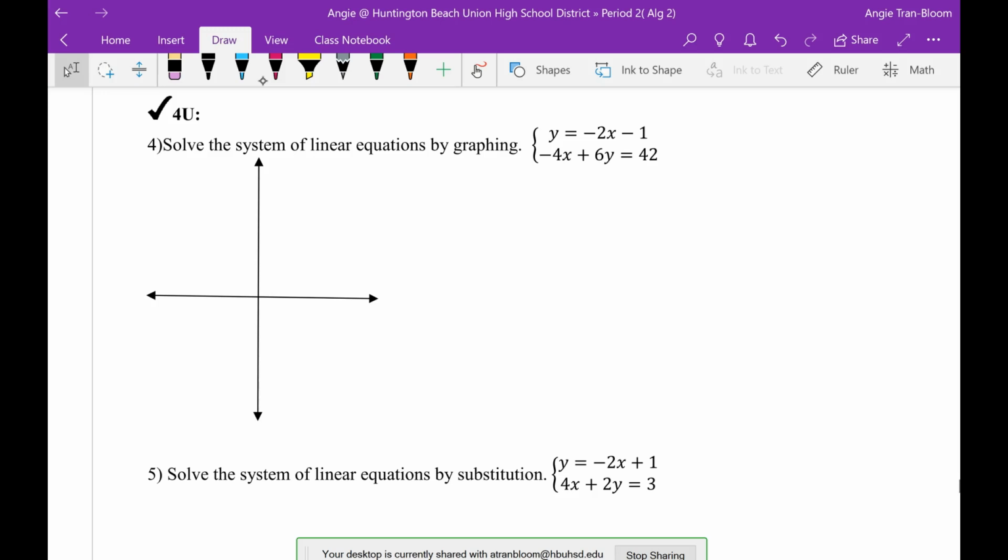Make sure you make your tick marks evenly. Because what happens when your tick marks aren't even, then the dots aren't even, then where they intersect will not be even.